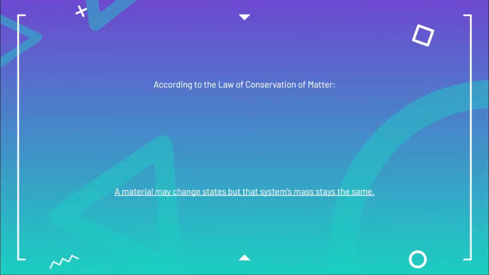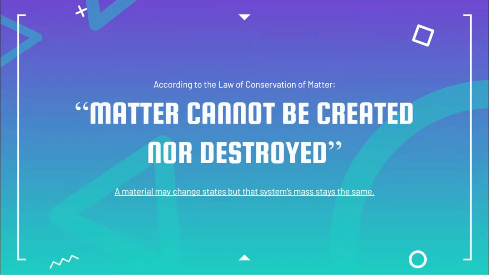Before we proceed, you deserve to know the context of why balancing chemical equations exist and why it is important for us to learn this. According to the law of conservation of matter, matter cannot be created nor destroyed. A material may change states, but that system's mass stays the same. To give an example, when you crush a piece of ice into pieces, it gets smaller. But did that missing piece disappear? No, they did not get destroyed into nothing. They only changed states. Matter cannot be created nor destroyed.